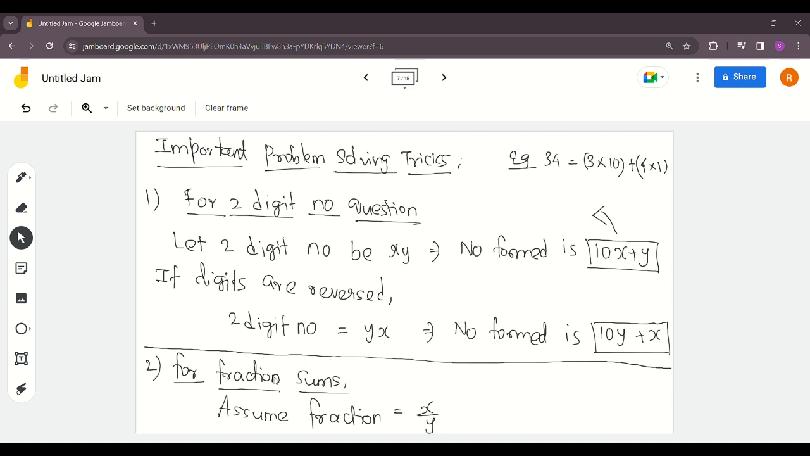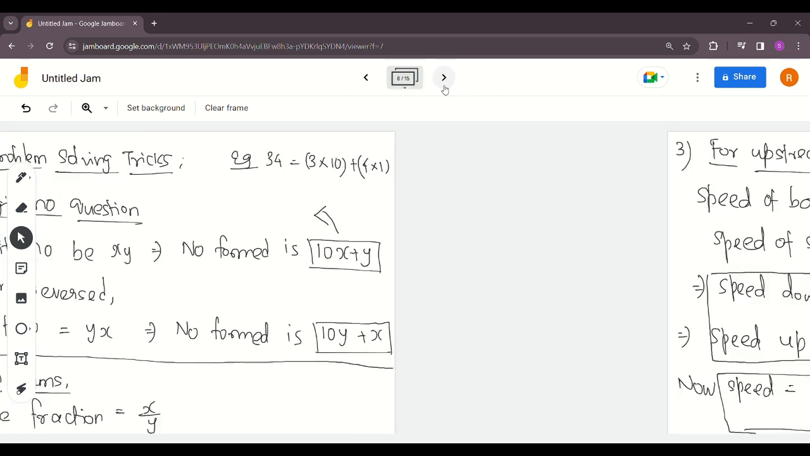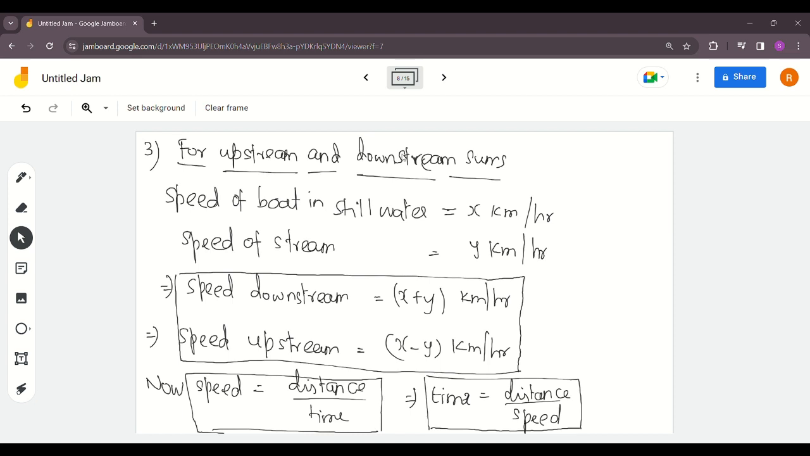So for fraction sums, you assume the fraction to be x by y, and then based on the condition you have to solve. And for upstream and downstream kind of questions, you just have to know these conditions.